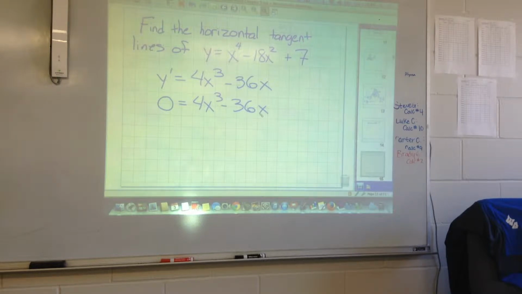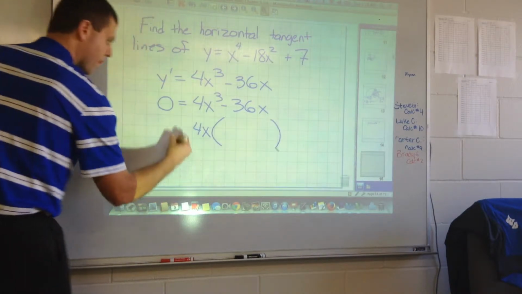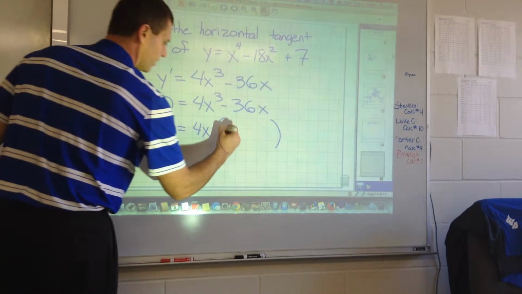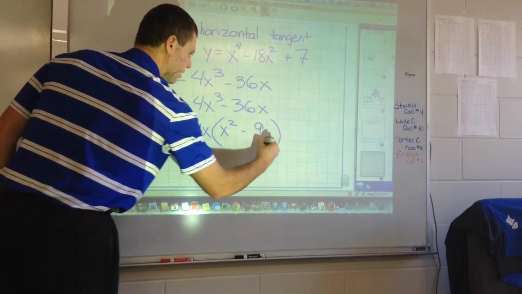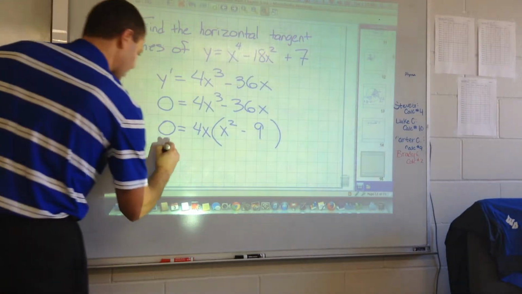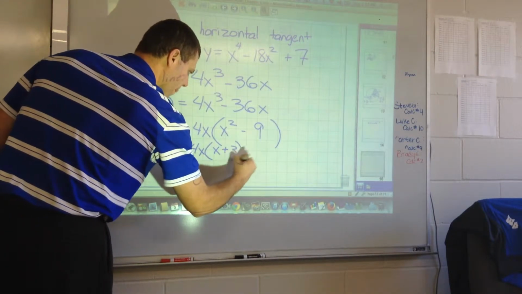Yes, that's yesterday's stuff. Take out the 4x, always use 4x. That leaves x squared minus 9. Yep, 4x is your greatest common factor. Then we can do the plus minus 3, difference of two squares. Good job.